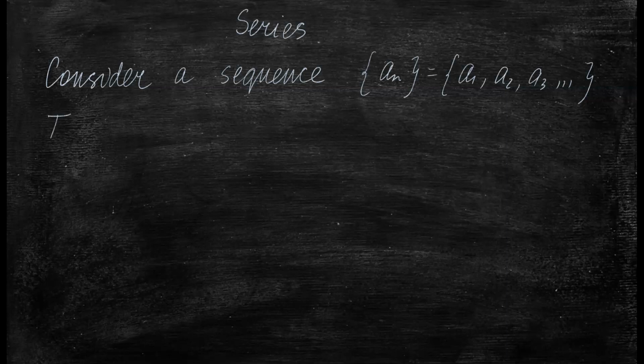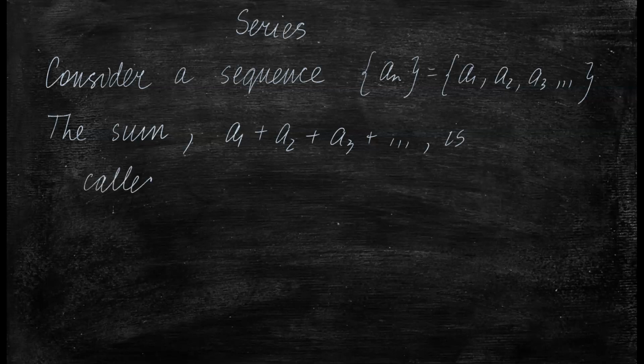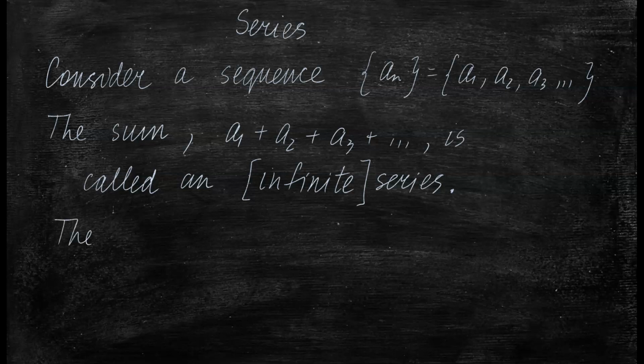And now if we look into the sum of all of the elements of a sequence, just like that, we're going to add all of them together. This sum is called an infinite series. And usually the word infinite is omitted, so we just call the sum of all elements of a sequence a series.